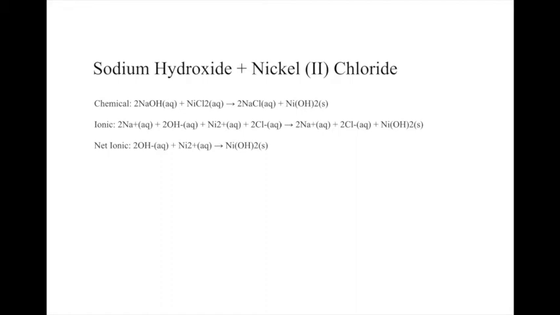So the sodium hydroxide and nickel chloride reaction is a double displacement reaction, meaning that one reactant is replaced by part of another reactant. Double displacement reactions take the form of AB plus CD yields AD plus CB. In this case, the nickel ion switches from the chloride to the hydroxide, and the sodium switches from the hydroxide to the chloride.